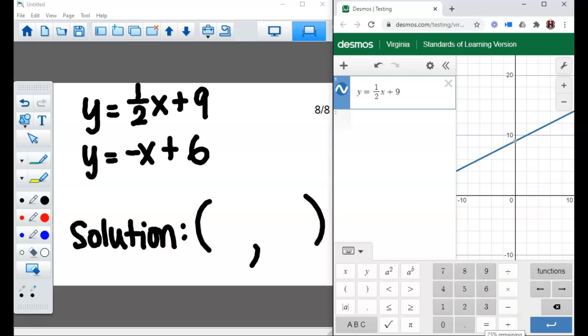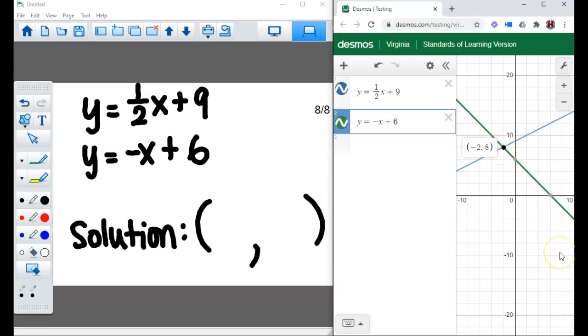So 1/2 x plus 9. That line is shown in blue. Hit enter to get a new line. Then we're going to do our second equation, y equals negative x plus 6. So both graphs are shown over here on my coordinate plane, one in green, one in blue. To find the solution, I want to know where the green line and the blue line intersect, which is right there. Click on that, and I see that the solution for this system is negative 2, 8.